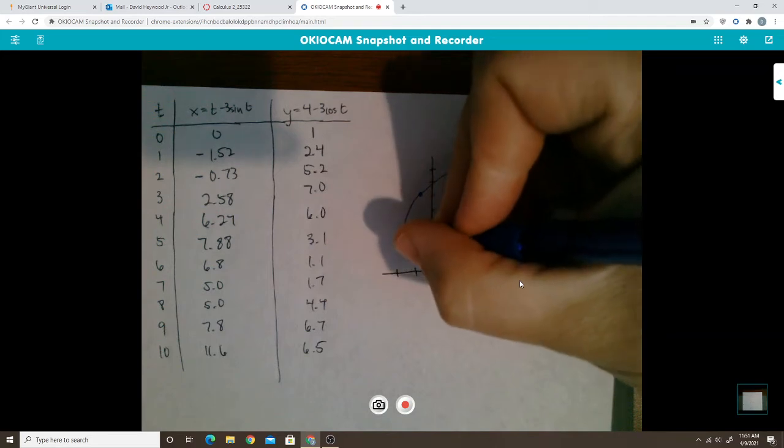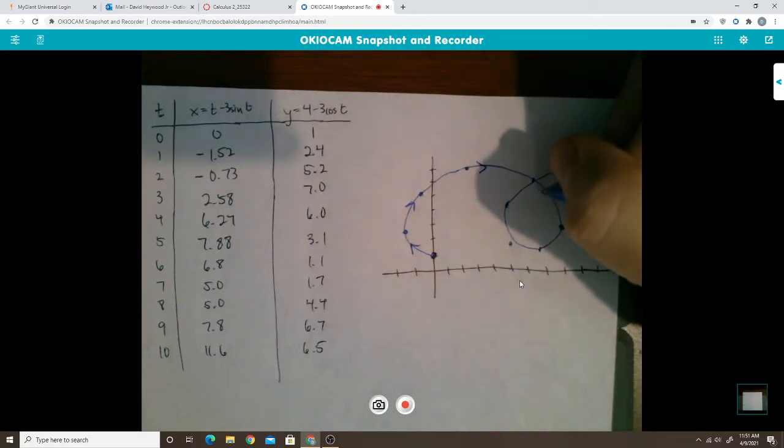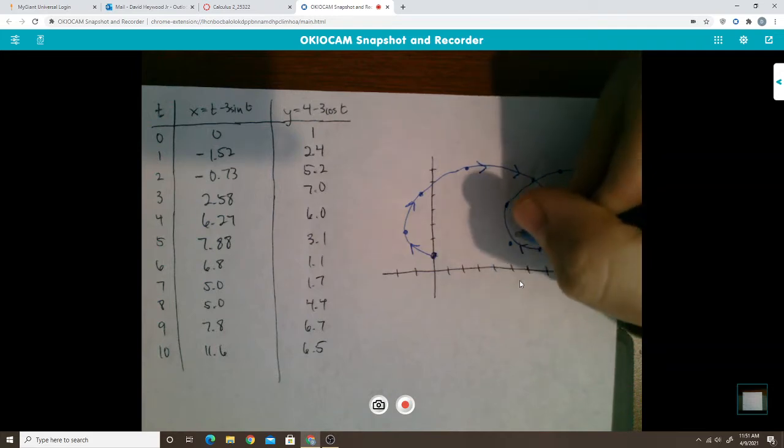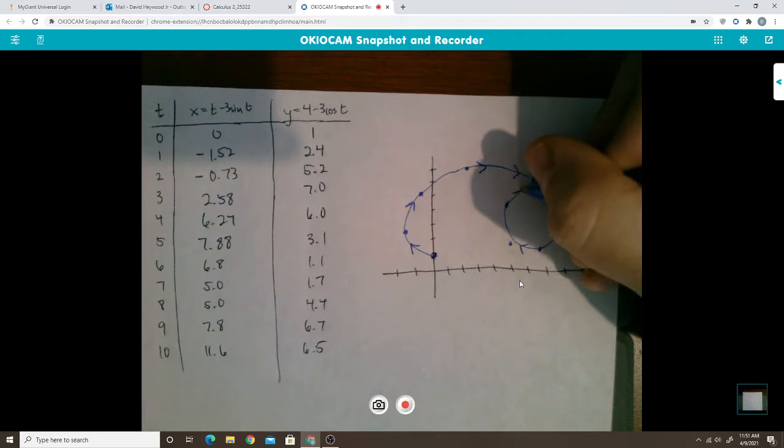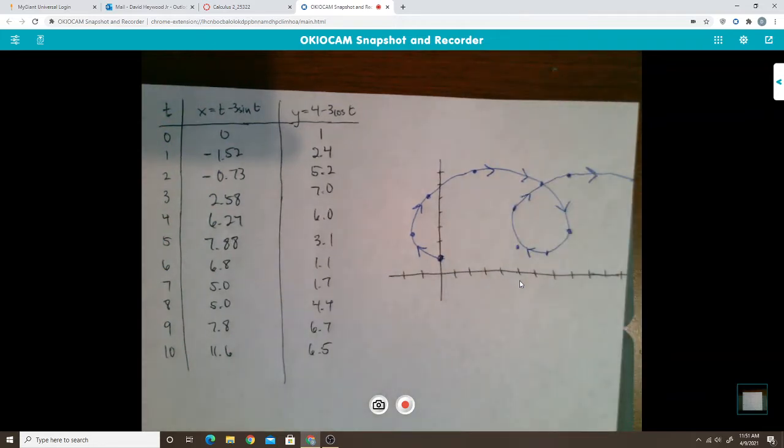I said to indicate the orientation with arrows. So the orientation was this way, right? As t increased, this is the way that the particle went. Anyway, so that's the orientation.